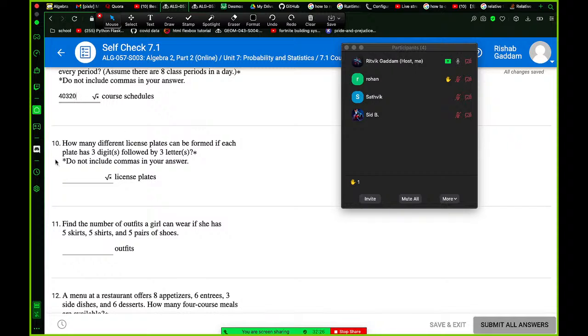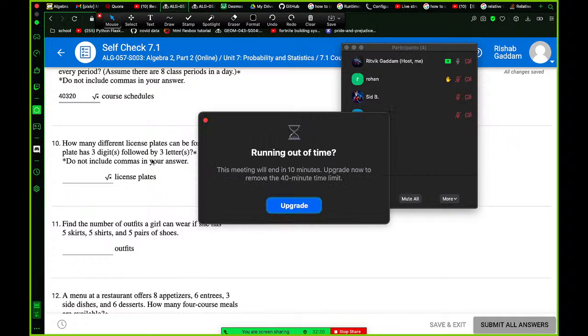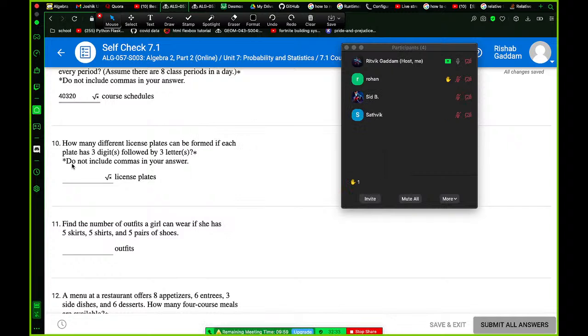How many different license plates can be formed if each plate has 3 digits, followed by 3 letters? How many different license plates? If you want to do this one, then raise your hand in the participants list. Okay, seems like Sid wants to do this one really bad. So yeah, Sid, you can do this one.